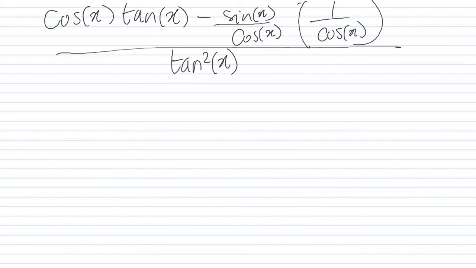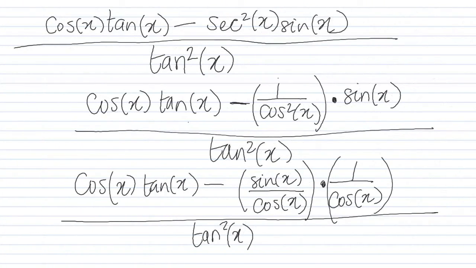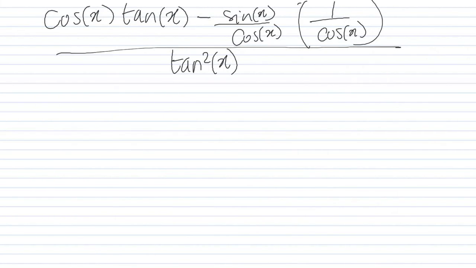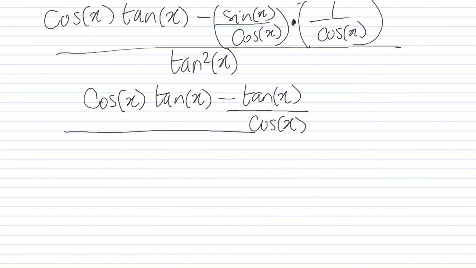Well, what you have to do here is basically, what does sine and cosine represent? If you look at your trig notes, when we look at trig expressions, you see that sine over cosine represents tan x. So tan x right here equals sine over cosine right here. So we can just put this here and we're going to change it. So cosine x, tan x, minus tan x over cosine of x, because we multiply these two together, over tan squared x.